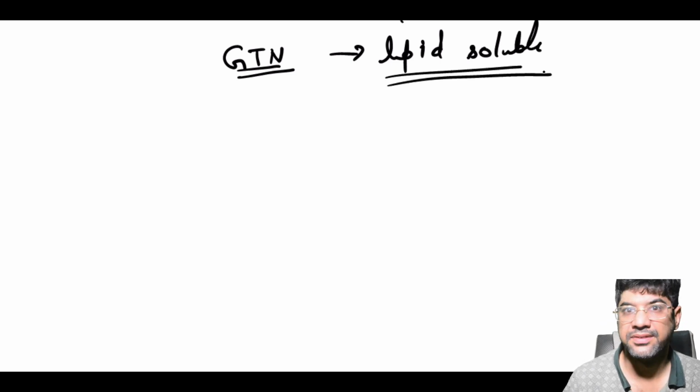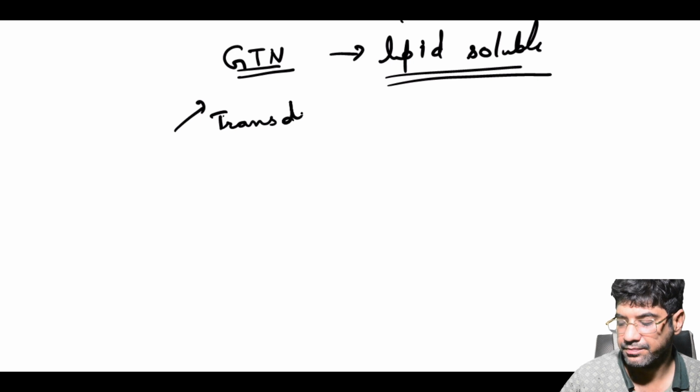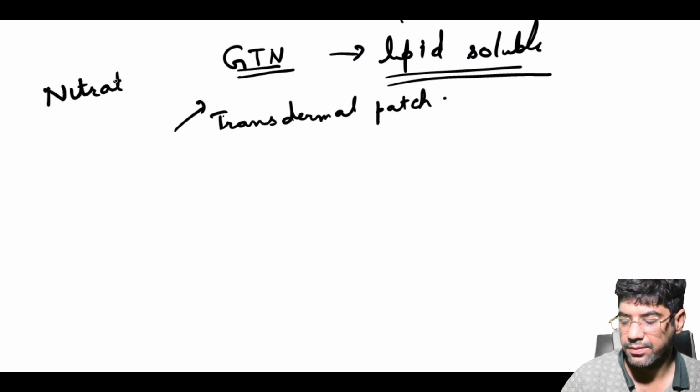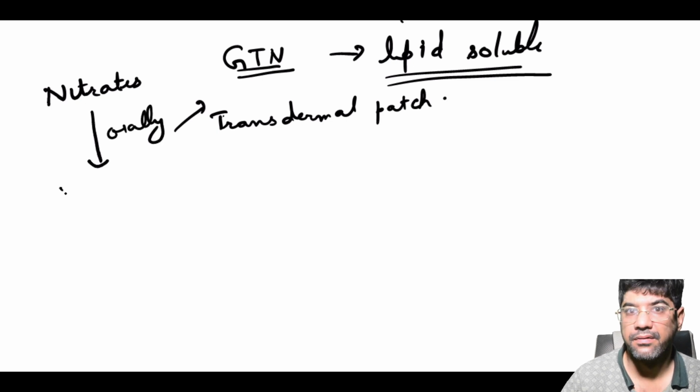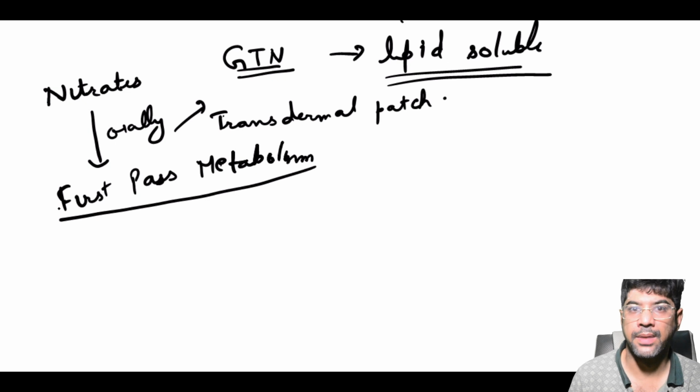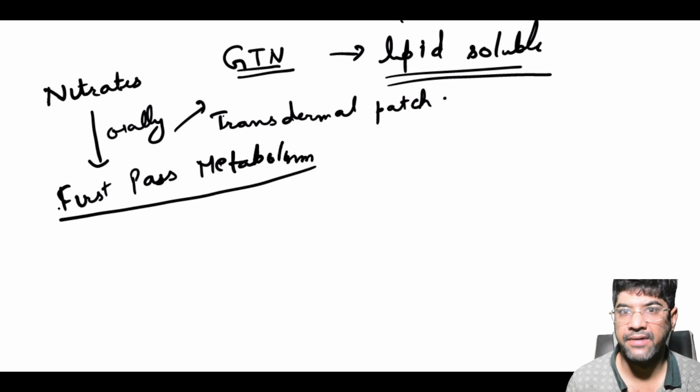Organic nitrates like glyceryl trinitrate are lipid soluble. This characteristic allows them to be well absorbed through different routes: absorption from the mouth lining, absorption when taken orally, or through the skin, absorbed through a transdermal patch. When nitrates are taken orally, first pass metabolism in the liver affects their bioavailability. Except for isosorbide mononitrate, most nitrates undergo extensive metabolism in the liver when taken orally.